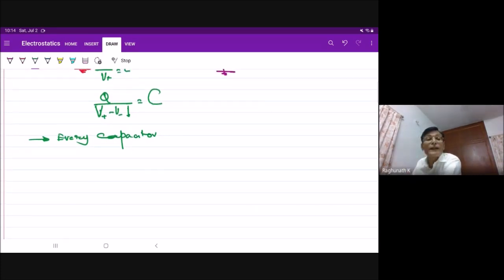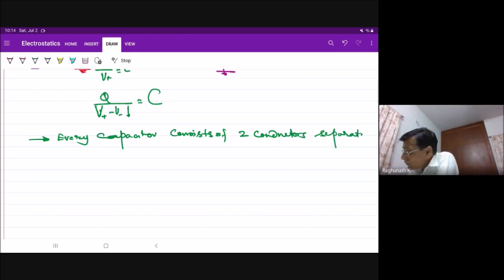Every capacitor consists of, basically, two conductors separated by a dielectric medium. A dielectric is a non-conducting medium.